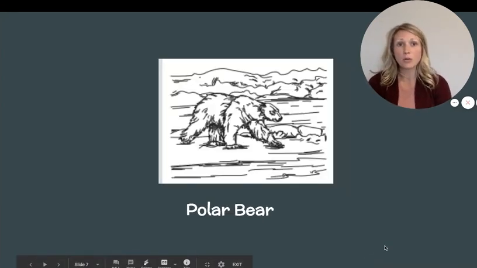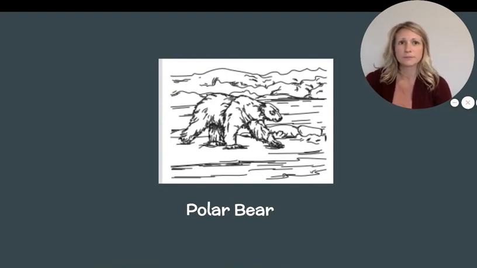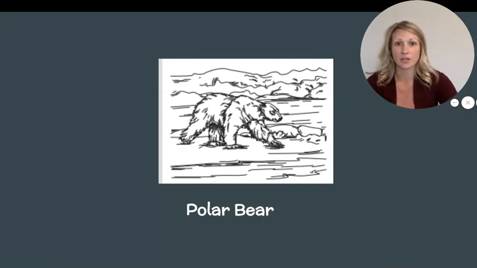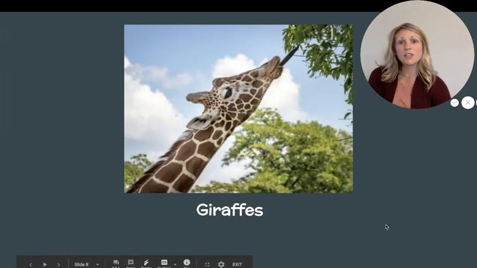Here is a polar bear, for example. What do you notice about the polar bear? That's right. Polar bears live in the Arctic and they have thick fur that helps them stay warm while living in the Arctic. So this is an adaptation that has taken place over time. Yes, most bears do have thick fur, but a polar bear has especially thick fur to be able to survive in the Arctic. Let's take a look at this animal.